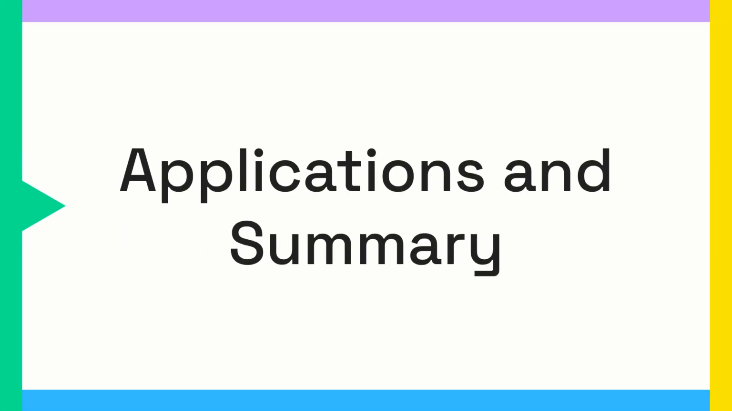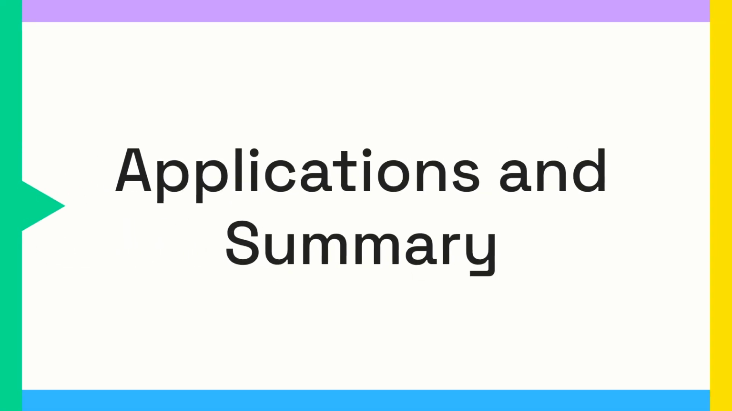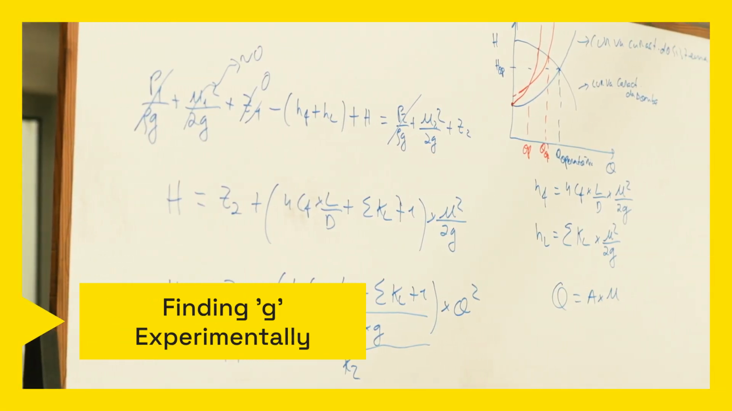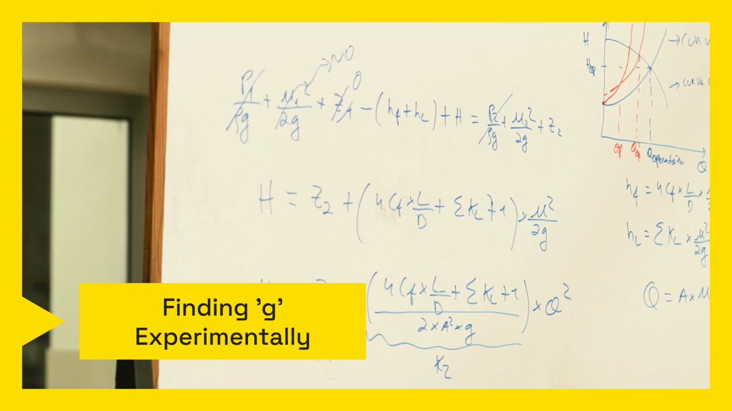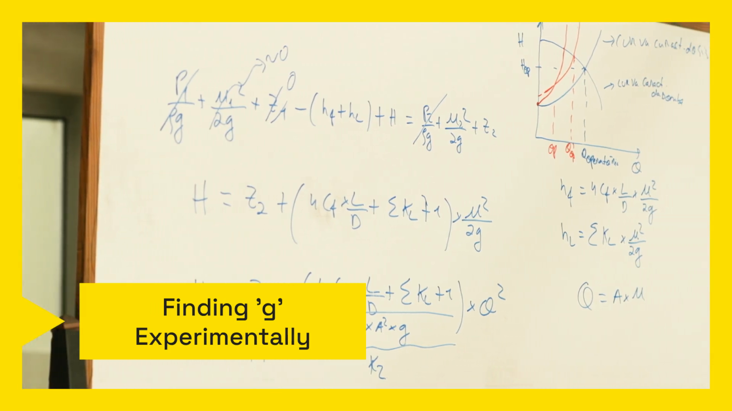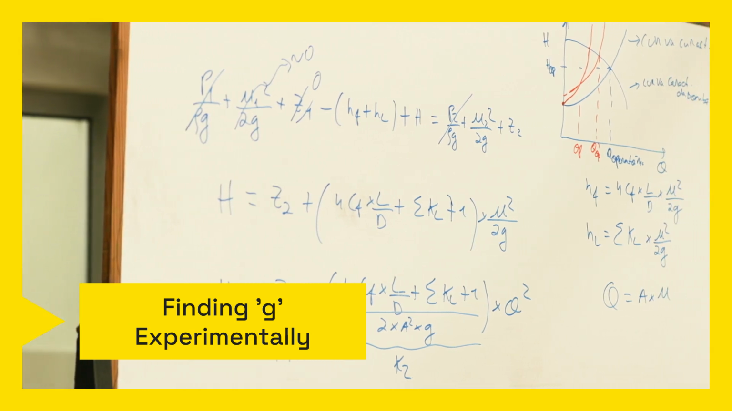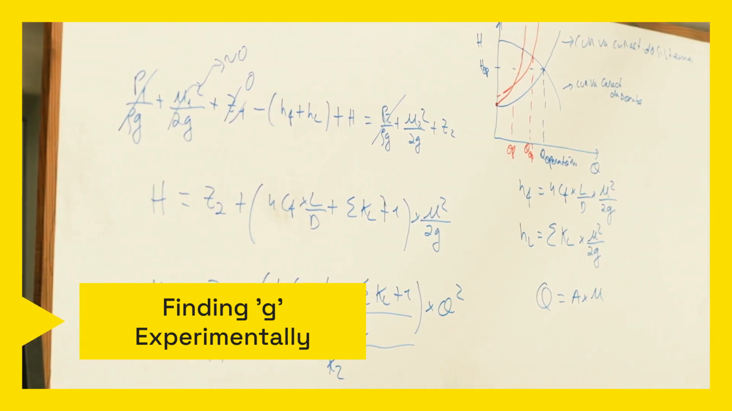Let's summarize these concepts with some applications and practical skills. In the lab, we can determine g by measuring the velocity of a falling object from different heights. Plotting v squared against Δh gives a straight line where the gradient equals 2g. This graphical analysis reduces the impact of random experimental error.